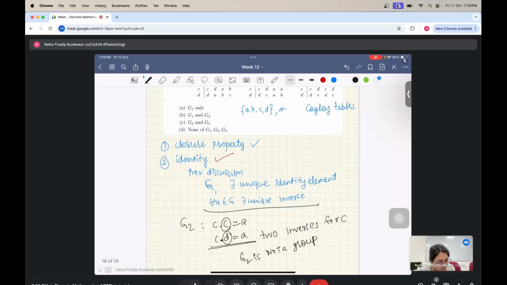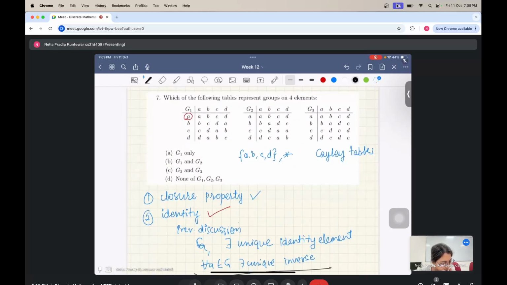Okay, and similarly let's look at G3. So the problem with G3 is that there is no inverse for C. For example, if I look at C, there is no element that I can multiply that will give me the identity element, which is A.